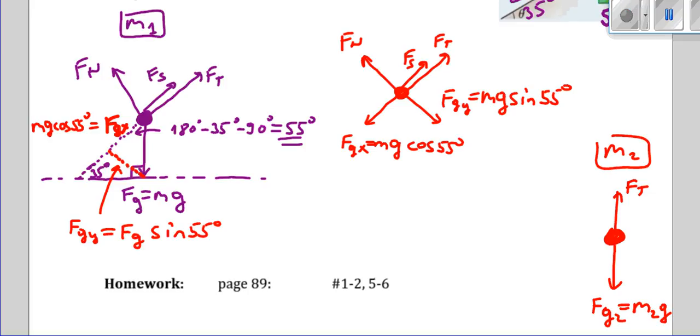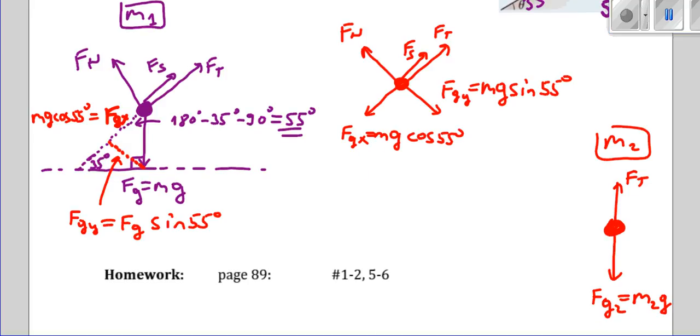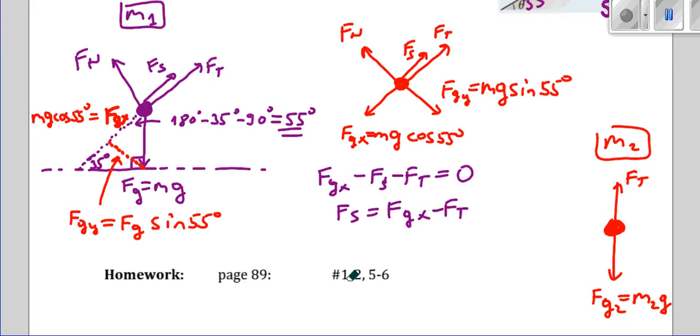So since we have the free body diagrams, we can start looking at the net forces for both of the free body diagrams. The first one, because it's sitting on an inclined plane, we know that the normal and the FGY are acting in opposite directions, so they actually wouldn't be affecting the motion. So what's really affecting the motion is the FGX combination with FS and FT. Because the net force is 0, what we would write is that FGX minus FS minus FT is equal to 0. And then we can isolate our FS, which would be FGX minus FT. So that is our net force for the first mass.